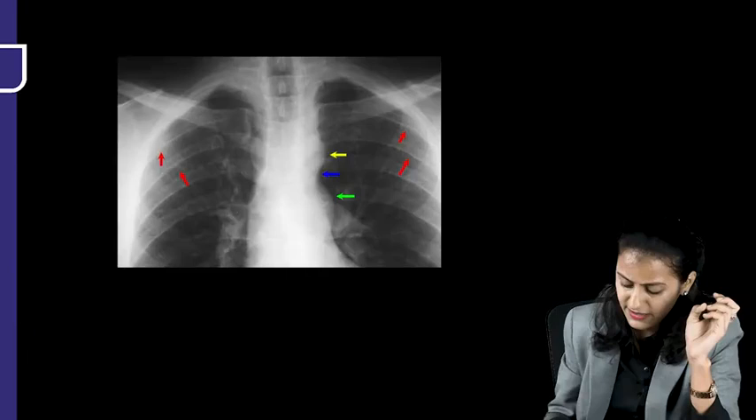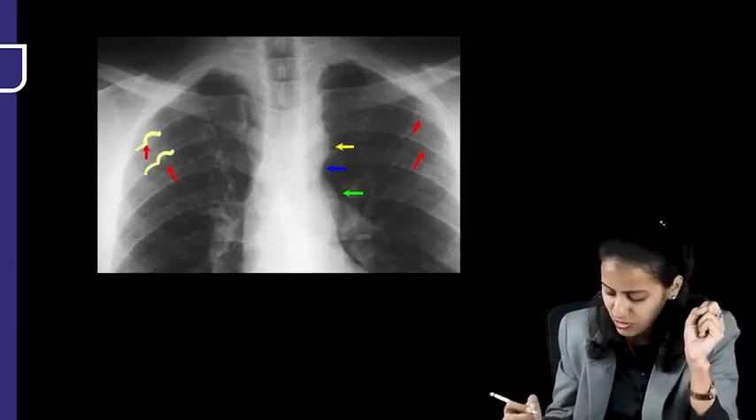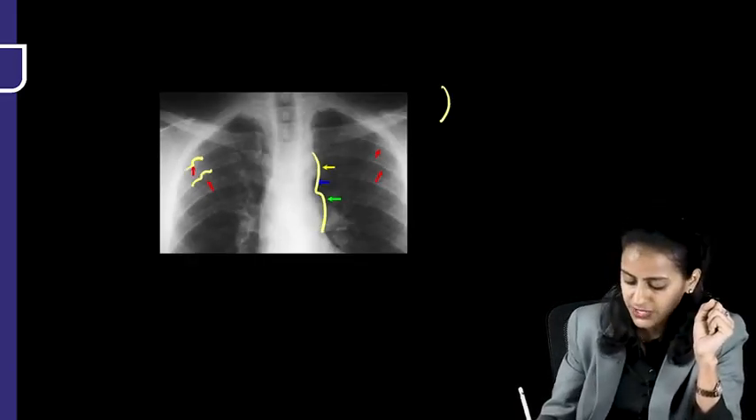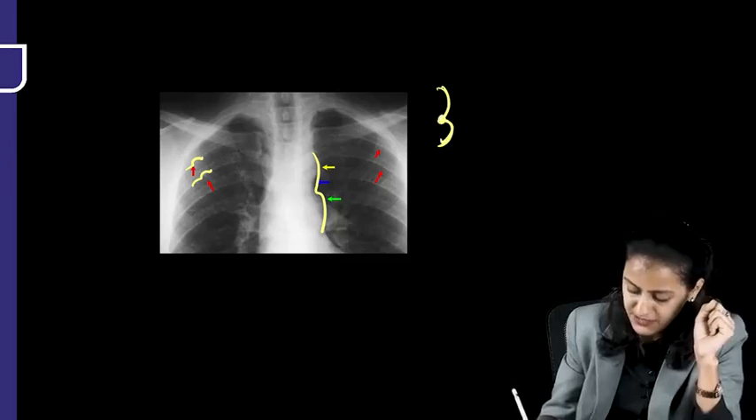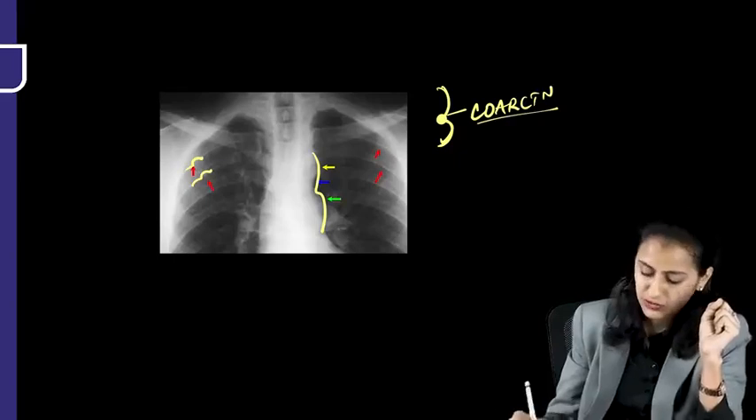Right. So, look at this one. We are seeing the inferior rib notching. There is some inferior rib notching there, along with the figure of 3 appearance of the aorta. The figure of 3 represents this narrowing in the aorta called as the coarctation of aorta.